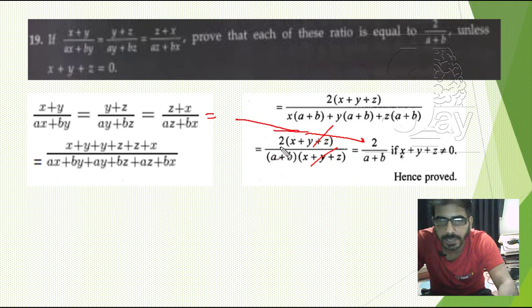That means each of these ratios is equal to this. Okay, 2/a plus b when x plus y plus z is not equal to 0. If it is 0, then you cannot cancel it. It will be 0. The whole thing will be 0. Okay, and you cannot divide a number by 0, and hence each of these ratios is equal to 2/a plus b when x plus y plus z is not equal to 0, and that is proved. Hence it is proved.